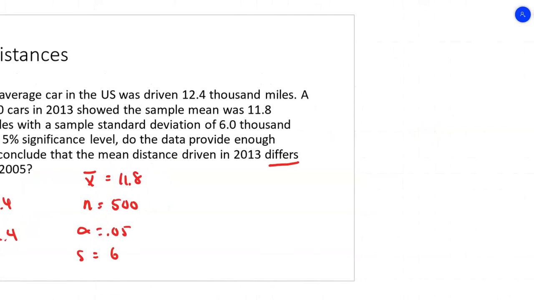All right, so the first thing is let's calculate our T statistic. So let's take 11.8 minus 12.4, divide it by 6 over the square root of 500. If I do that, I get 11.8 minus 12.4, take that as negative 0.6. Divide it by 6 over the square root of 500. I get negative 2.24.